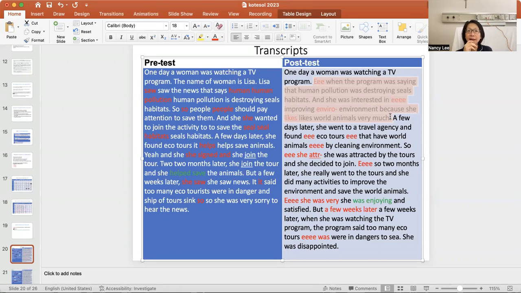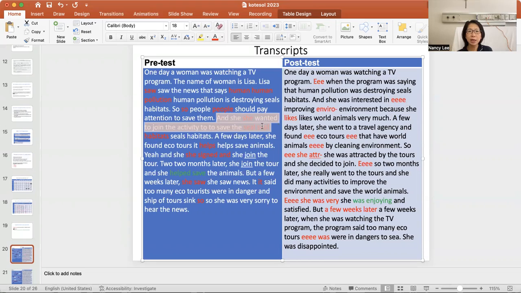Both pre-test and post-test had a lot of self-repairs. For example, in the pre-test, and she wanted to join the activity to save the seal habitat. And a few days later, she found EcoTour. It helps to save animal. Whereas in the post-test, once again, the participant produced quite a bit of fillers. A few days later, she went to a travel agency and found eco-tours that have wild animals by cleaning environment. So she was attracted by the tours. And 2 months later, she really went to the tours.